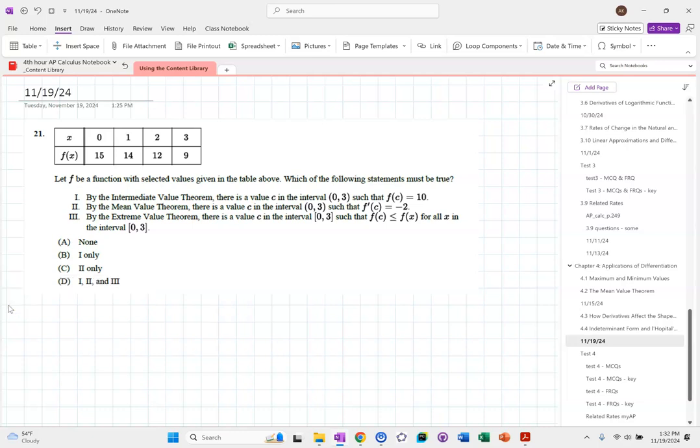So it says, let f be a function with selected values given in the table above. Which of the following statements must be true? By the intermediate value theorem, there is a value c on the interval 0 to 3, such that f of c is equal to 10.